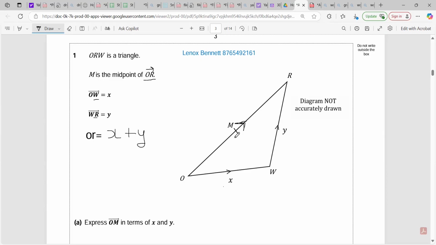So from O to M would have been halfway of OR. Everybody agree? It's basically half of this, because they told us that M is the midpoint of OR. So basically, we can just find a half of OR, and that would be from O to M. So from O to M, we just divide by 2. So that'll be X plus Y over 2.